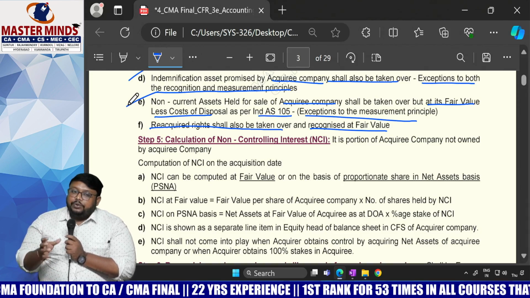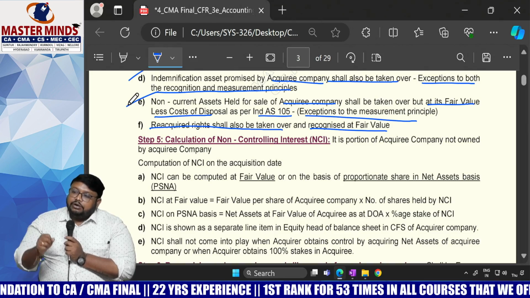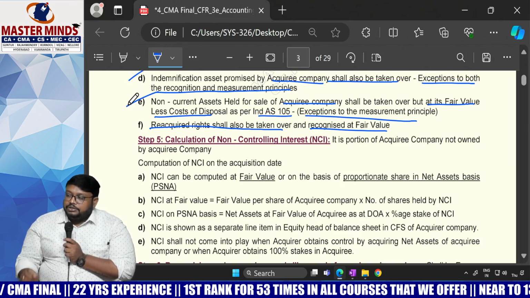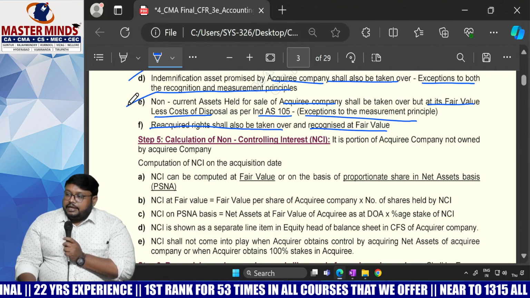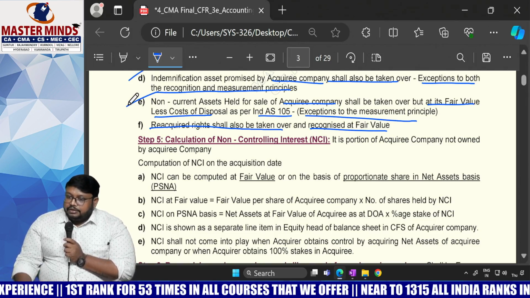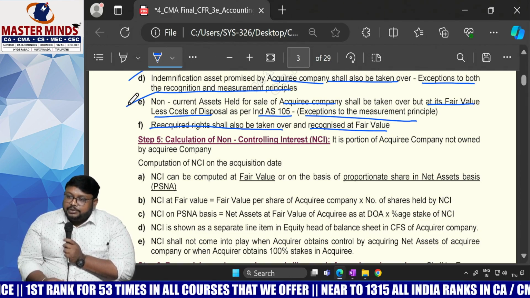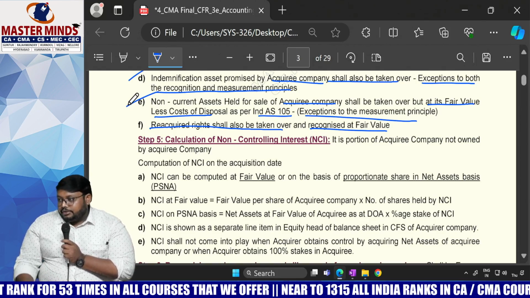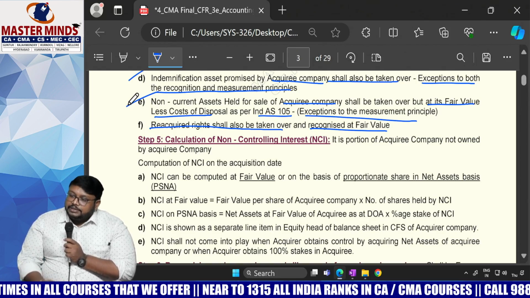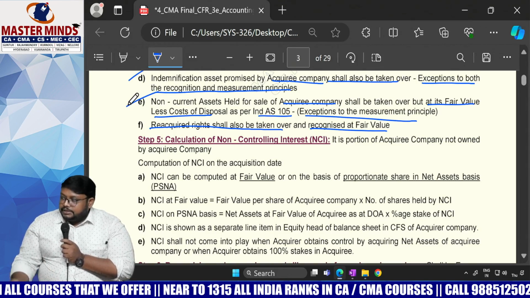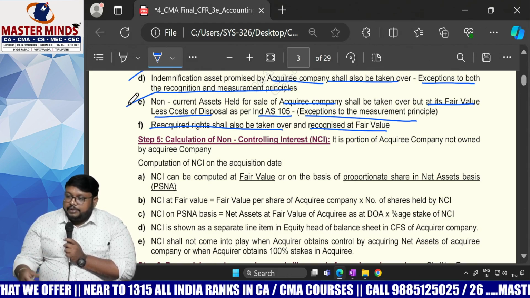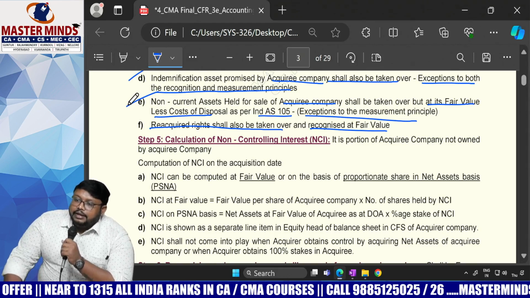Okay, if the acquirer holds 80% of the stake in the acquiring company, for the balance 20% the acquirer does not have control over it. Such type of stake we call non-controlling interest. The remaining 20% is non-controlling interest. If the acquirer has a 70% stake, 30% is non-controlling interest. 60% stake, 40% is non-controlling interest. 40% stake, 60% is non-controlling interest. Whatever he does not control in the business comes under non-controlling interest.